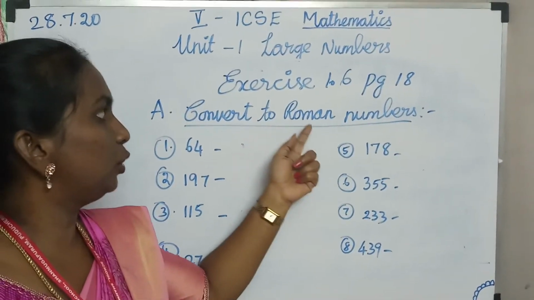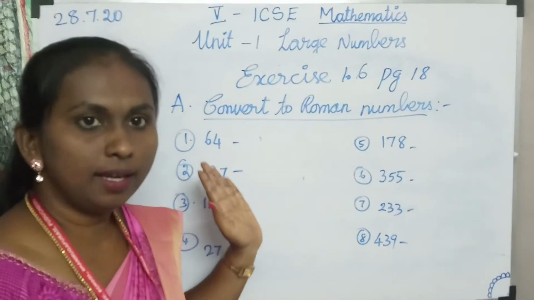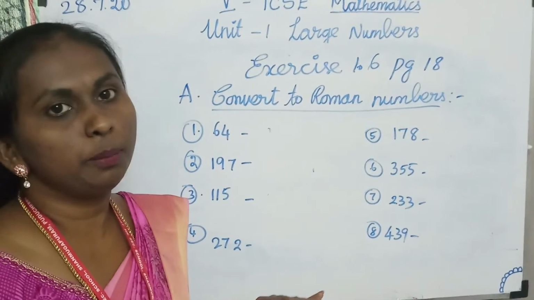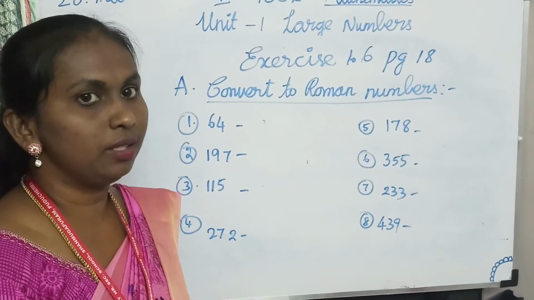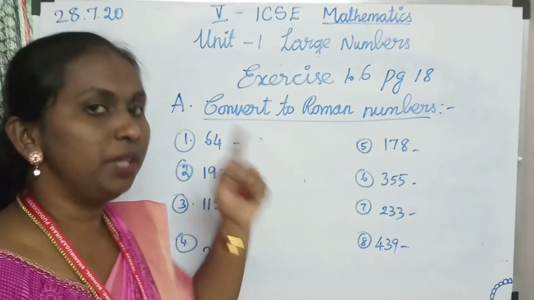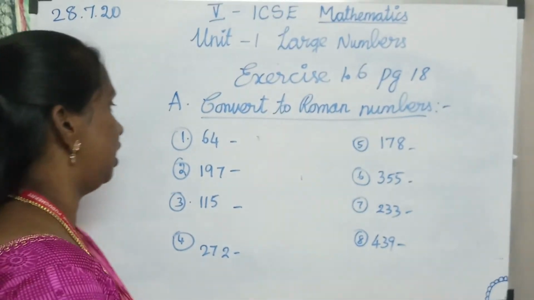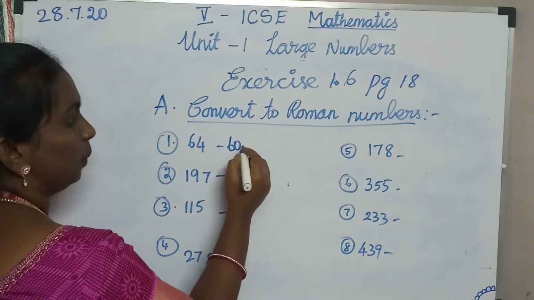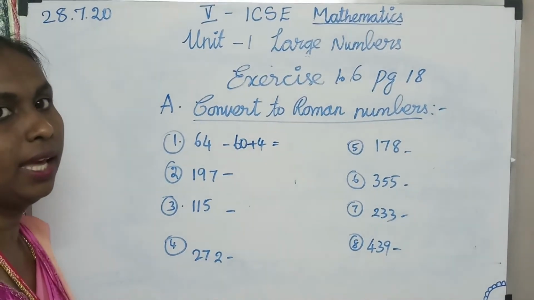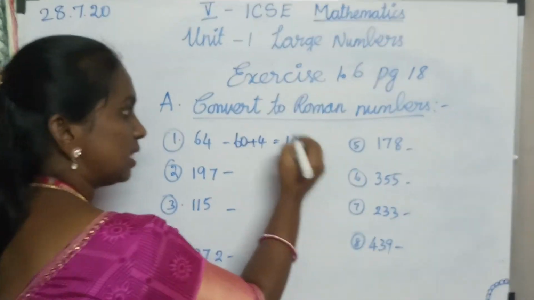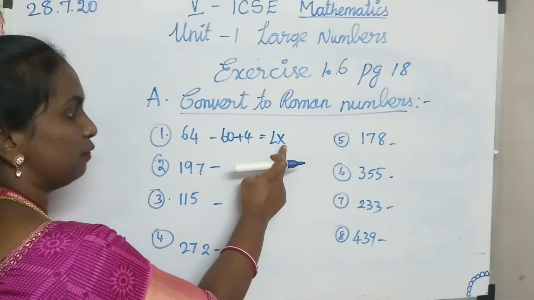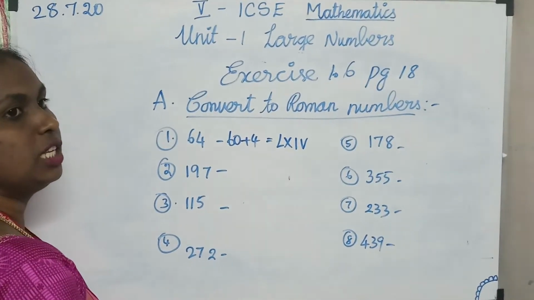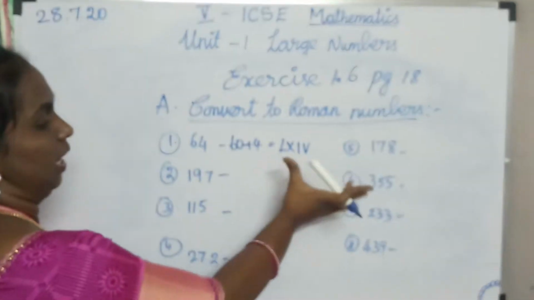First, Roman letters: converting numbers to Roman numerals. When we want to change a number from the Indian system to Roman numerals, we have to keep a few rules in mind, rules we learnt already. Let me say the first is 64. First you have to split it: 60 plus 4. How to write 60? L for 50, X for 10, so 60 is LX. Then 4 you know very well, IV. It is easy to write when we are splitting the number.